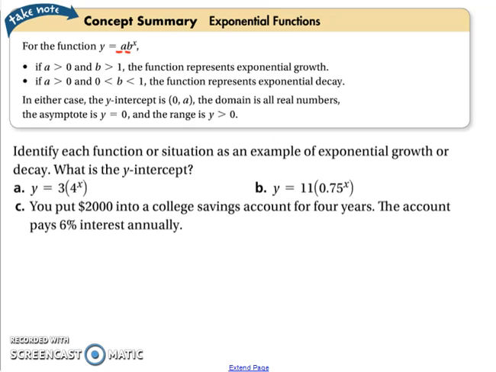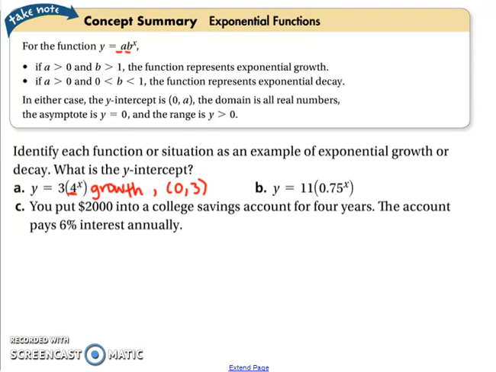what the y-intercept is. So if we look at a, we have 3 as our a value and 4 as our b value. Since b is greater than 1, since 4 is greater than 1, this is an exponential growth. And then the y-intercept is going to be (0, a). So (0, 3). Whatever number is right in front will be your y-intercept.